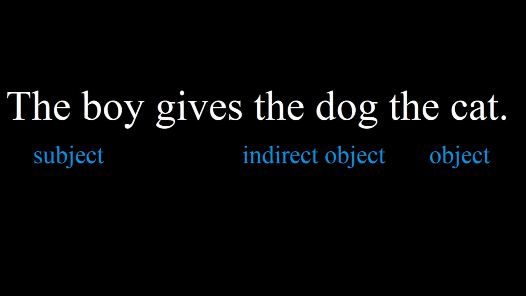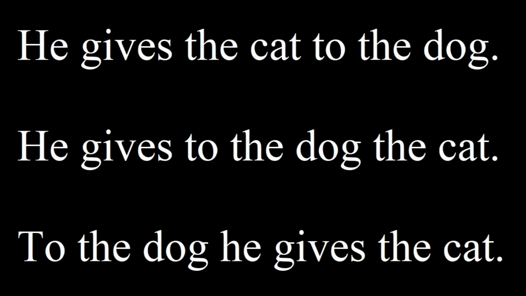In Latin, it is different. The nouns change form in order to indicate what role they play in the sentence, just like he and him. To see how this functions, let's say the previous sentence this way: He gives the cat to the dog. We can switch this around in several different ways, and now the meaning doesn't change. He gives to the dog the cat. To the dog, he gives the cat. All because of the word "to."